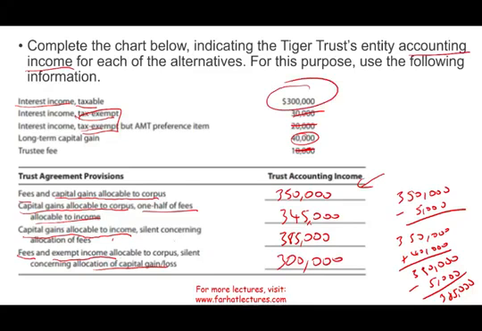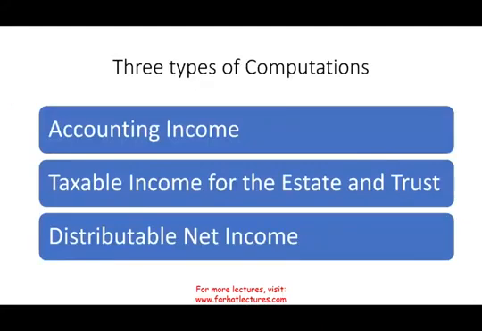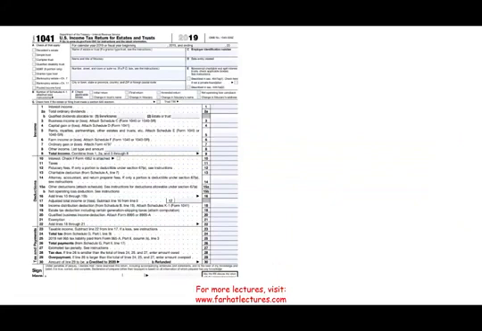So this is just an overview exercise to help you understand how we compute accounting income. Again, we have to know what accounting income is in the context of computing taxable income for estates and trusts, and to compute the DNI and the deduction for the DNI. Okay, so let's take a look at the taxable portion of it.